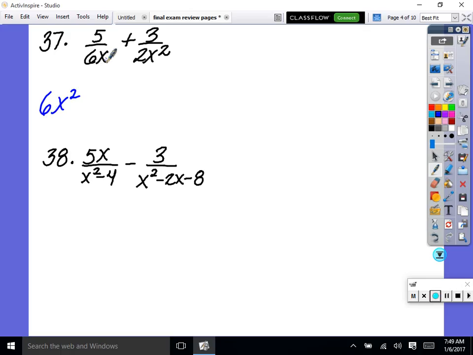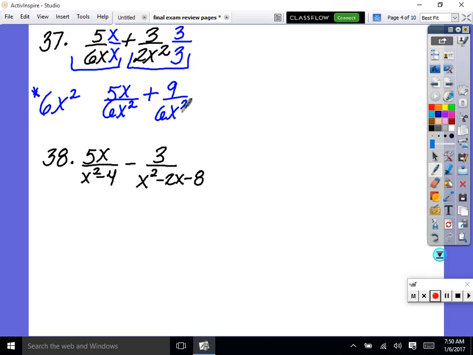So this is 6x. We need it to be 6x squared. So we're going to multiply by x over x. This is 2x squared. We need it to be 6x squared. So we're going to multiply by 3 over 3. So this piece becomes 5x over 6x squared because we multiply straight across. This piece becomes 9 over 6x squared. Check to make sure those really are the same. They are, so now we can combine them.